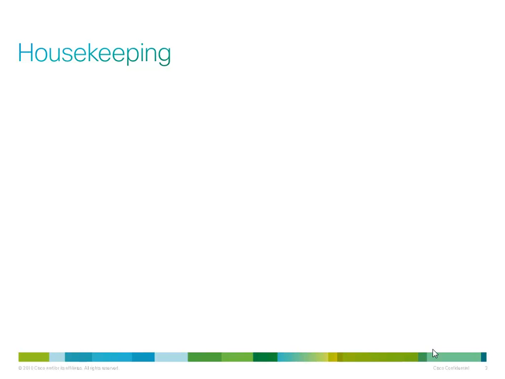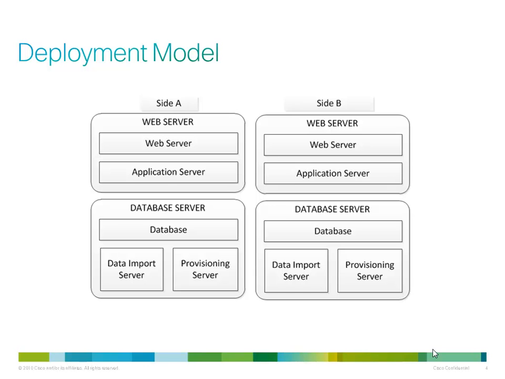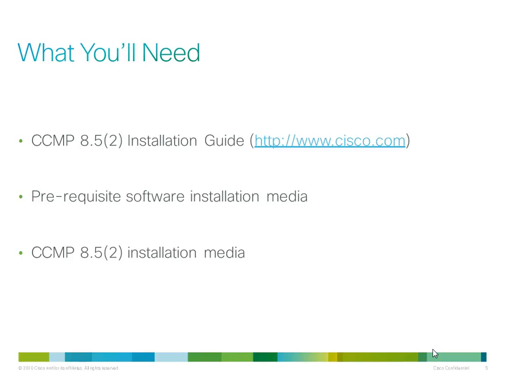The light bulb will be used to indicate a useful tip, the warning triangle will highlight particularly important information, and the fast forward symbol will be used when we have sped up the recording to save time. The deployment model we will be using is a dual-sided, dual-tier model. If you're going to follow the installation, you will need the CCMP 852 installation guide, the prerequisite software installation media, and the installation media for CCMP 852 itself.